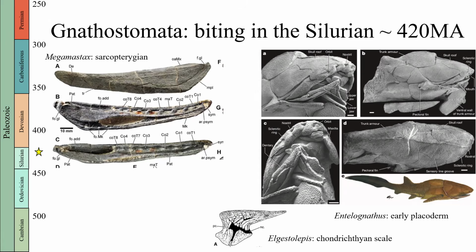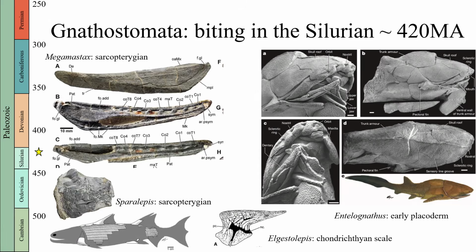And so you can see there's different tooth rows, different teeth set into different bones that make up this mandible. But this animal is really reasonably thought to be a Sarcopterygian. So not even just an osteichthyon, but a lobe-finned osteichthyon, a lobe-finned bony fish, 420 million years ago or so. And there's another one, Sparalepis.